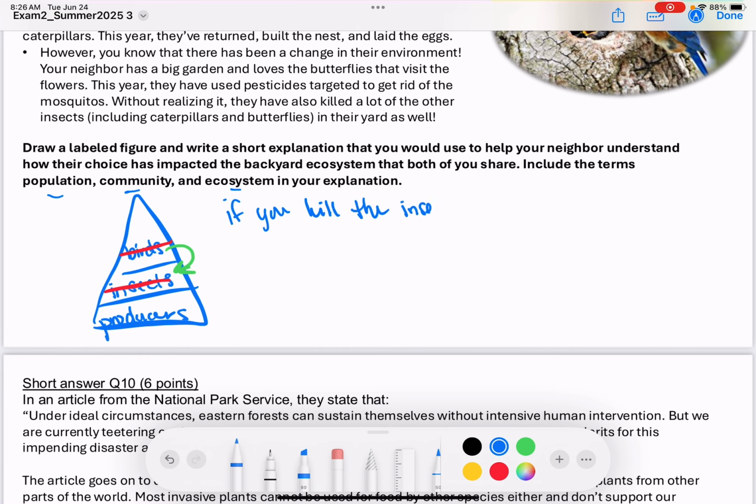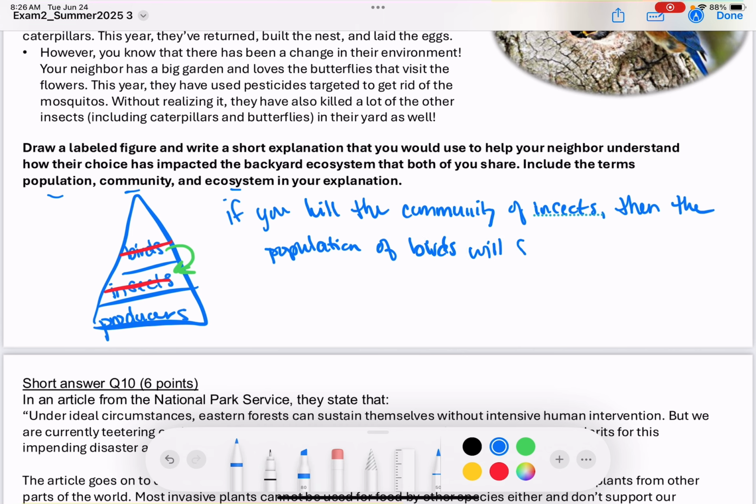If you kill the insects, I'm going to add one of those words in. The community of insects, right? So multiple species. Then the population of birds in the area will suffer because they don't have enough food. This harms the entire ecosystem.